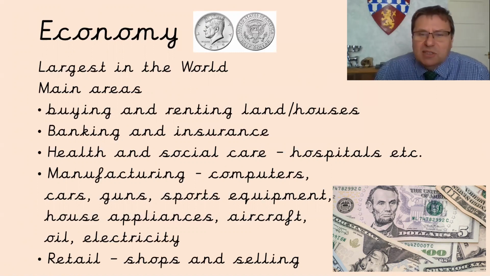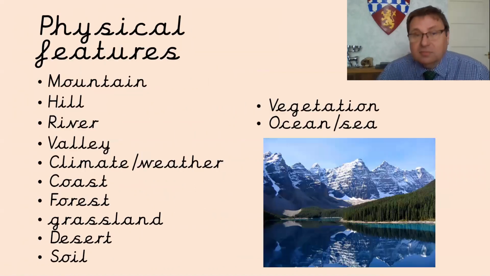And then the next biggest thing they make money from is retail, selling them to each other, selling them to us, and selling them to people around the world. And that's made them the biggest country in terms of the wealth in the world. Now, we talked about physical geography, and physical features are things that aren't man-made. So mountains, hills, rivers, valleys, the weather, coasts, forests, grassland, desert, soil, vegetation, ocean and sea. These are what we call physical geography features.